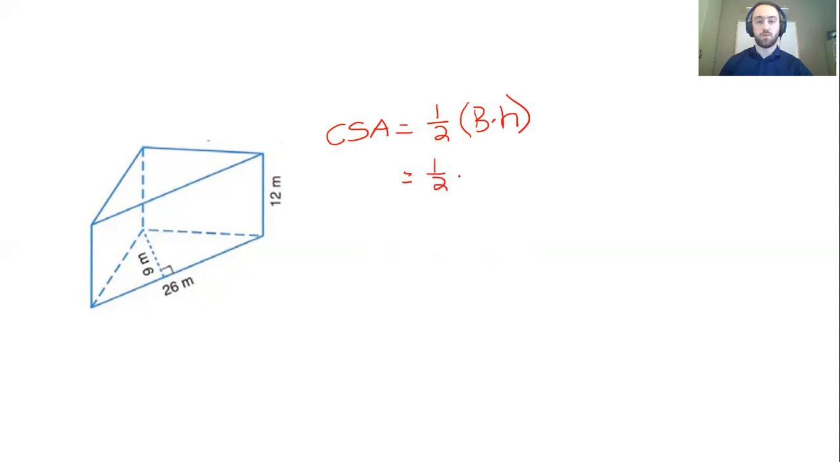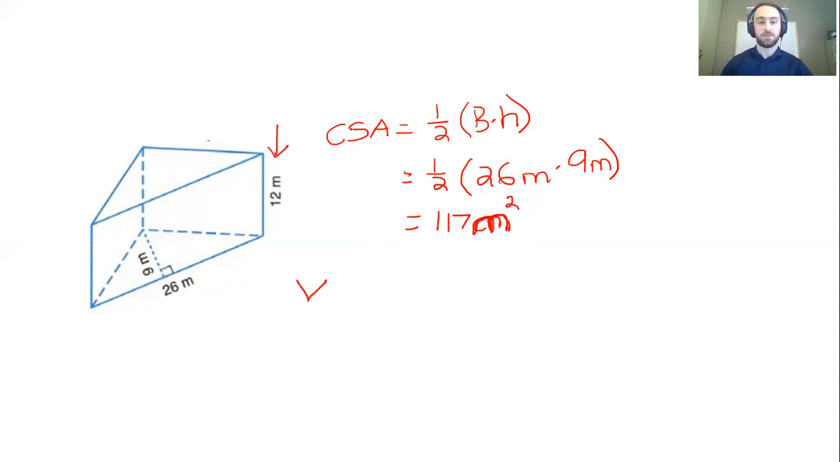So in this case, we have 1/2 times 26 meters, multiplied by 9 meters, giving us a cross-sectional area of 117 meters squared.